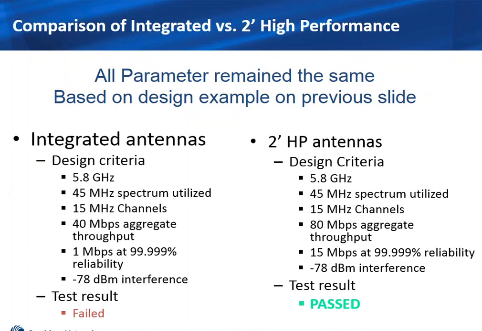If you look at the right-hand side, same exact link, same exact radios, but I'm using a 2-foot high-performance antenna. It raises my overall aggregate throughput significantly, and also raises my 5.9s number tremendously from 1 megabit to 15 megabits, making it much more usable for this particular customer, even in a high interference environment, minus 78.